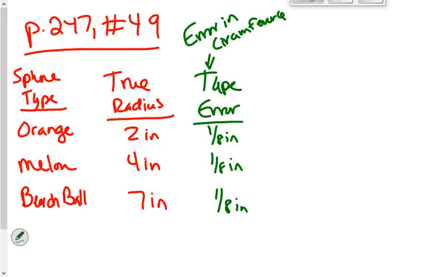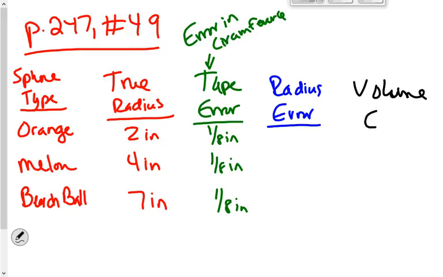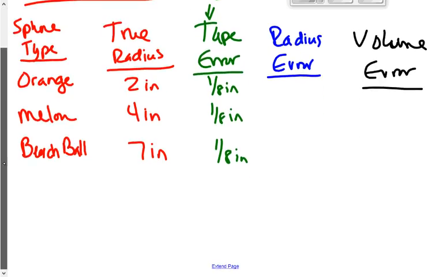And from the error in the circumference, we can get the error in the radius. And we'll talk about how to calculate that in a minute. And then finally, we'll end up with the volume error. Okay, so I've pretty much just rewritten the table up here. And then we'll get going from there.